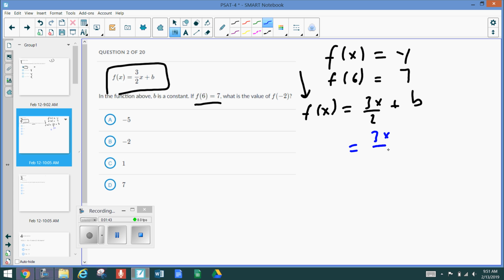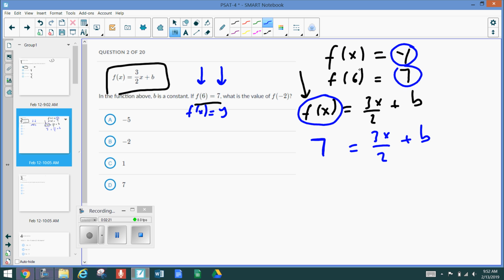Let's continue. 3x over 2 plus b. What is f of x? f of x is equal to, yes, it's 7. How did you get 7? Yes, exactly. When you look at that, y is 7. y is equal to f of x. So y is equal to f of x, and f of x is 7. And what else do we have? y is 7. And then what do we know?